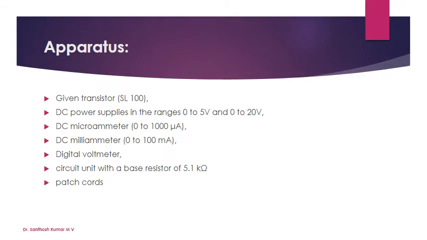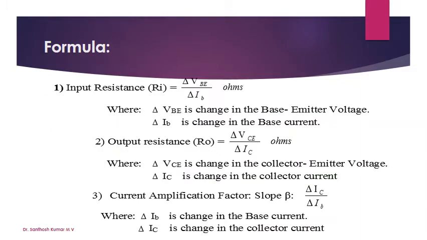to conduct this particular experiment we require the given transistor, that is SL100. DC power supplies are required, one having the range 0 to 5 volts and the other having the range 0 to 20 volts, and a DC microammeter whose range is 0 to 1000 microamps. A DC milliammeter is required whose range is 0 to 100 milliamps. A digital voltmeter is required. A circuit unit is required, and that circuit contains the base resistance, that is 5.1 kilo ohms. Patch cards are required. So these are the required apparatus.